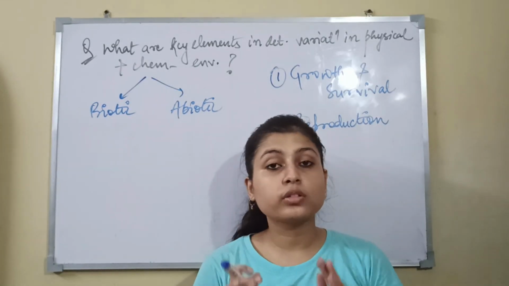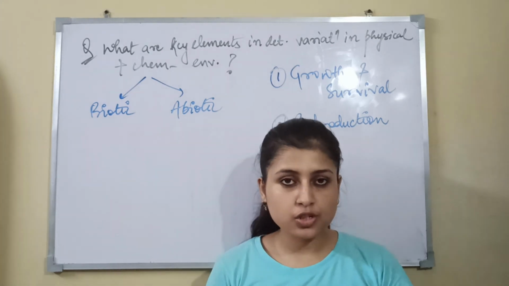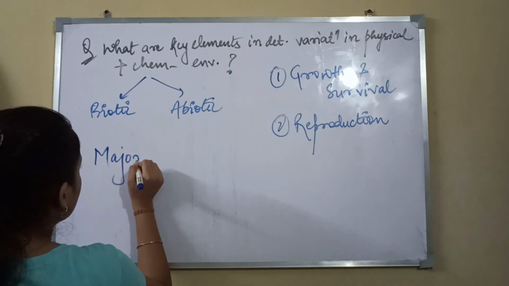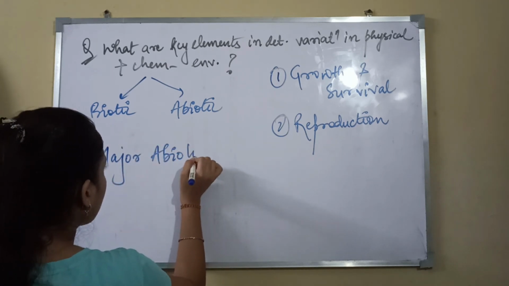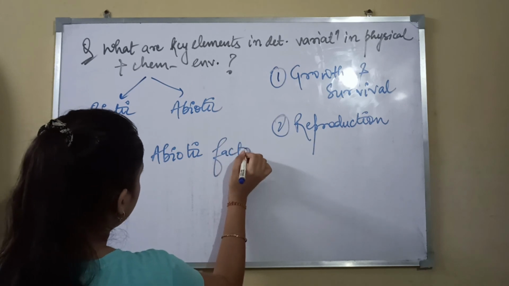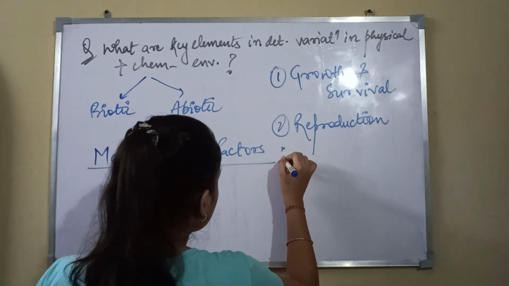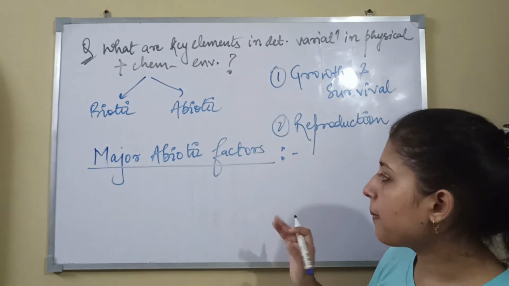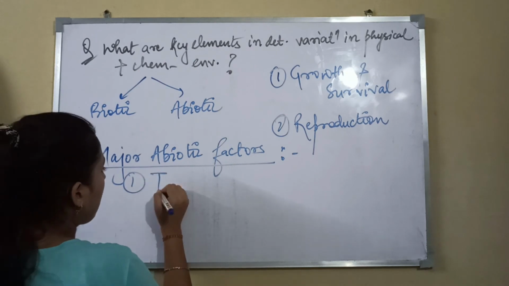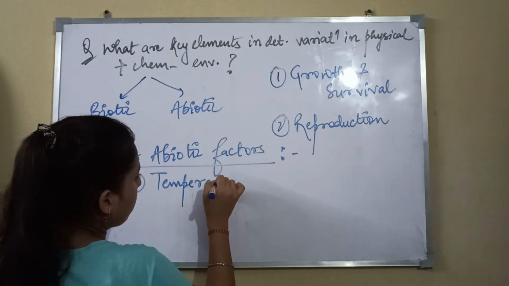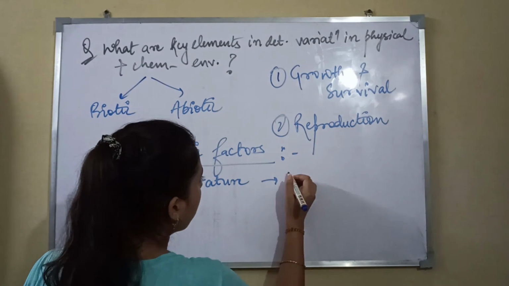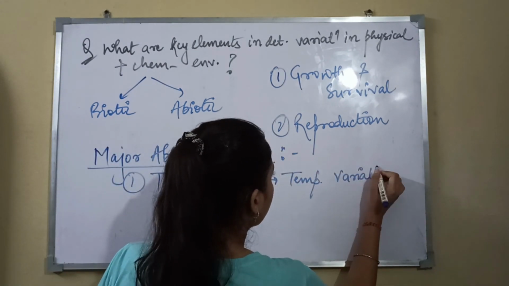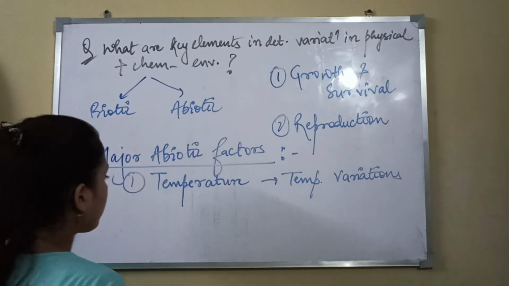So if we talk about the major abiotic factors which we are going to study now, they are mainly three. We will be studying major abiotic factors and their response. So major abiotic factors include first, temperature. In temperature, we will study how temperature variation affects. So we will be studying the temperature variations.